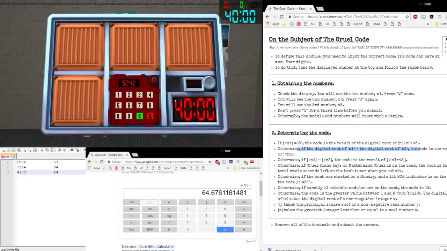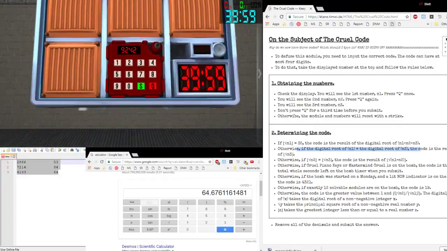Last up. I'd give you this one, but I've got a strong feeling I know what the answer is. 9242, 7330, and 9947 are our numbers. Radical. 9242 gives me 96. That goes up here. Square root of 7330 gives me 85. And square root of 9947 gives me, unsurprisingly, 99.